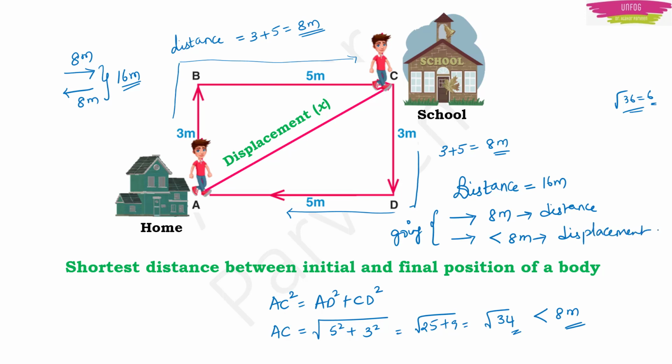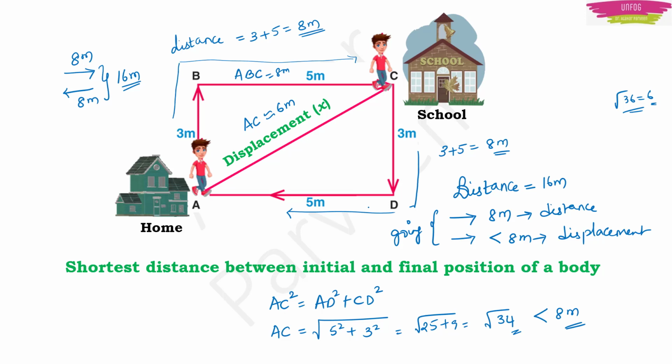The difference between distance and displacement. Just while going from home to school, if you consider only that situation, the boy traveled 8 meters while going to school if he used this path ABC. If he just used this path AC, he traveled the distance which is less than 8 meters. Okay, it is approximately equal to 6 meters. Correct? So this was 8 meters. This is approximately 6 meters, which is the shortest distance.